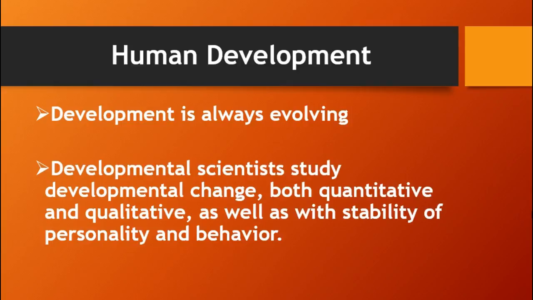Human development is always evolving, and developmental scientists study developmental changes, both quantitative, meaning that they use numbers and surveys, and qualitative, where they study perceptions and opinions of others, as well as the stability of personality and behavior. So we study personality, we study behavior, and as we seek to understand human development, we're always researching.